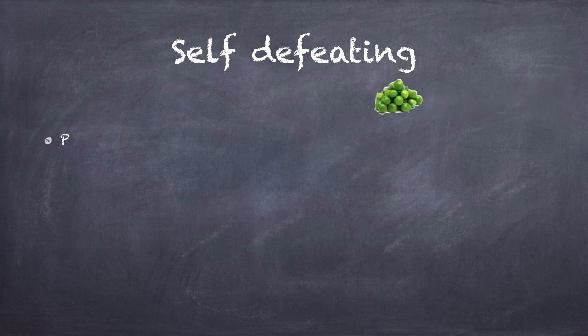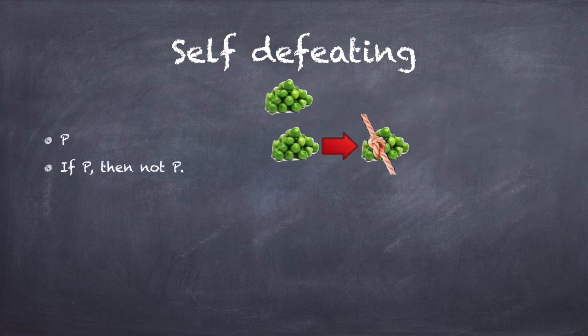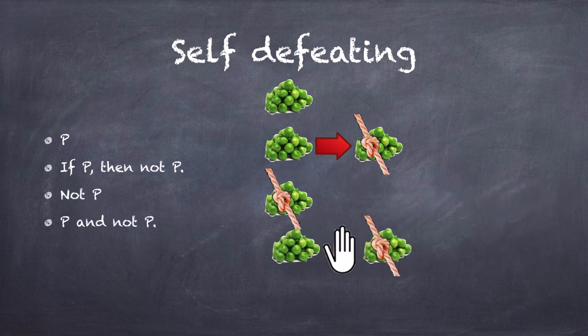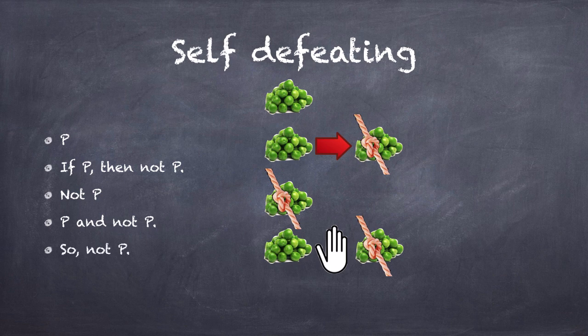First, we start with the assumption that a proposition is true. Second, we assert the conditional that it is contrary to itself, that is, sufficient for its own denial. Using modus ponens, we infer not P. Using conjunction introduction, we infer the contradiction P and not P. Since P implies a contradiction, we infer that it is false.